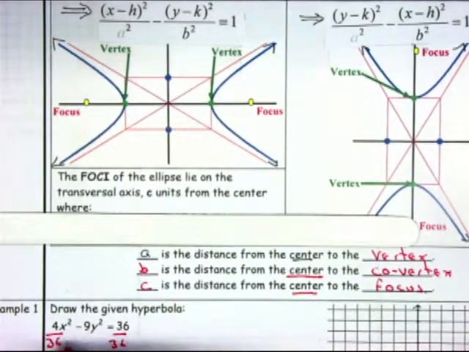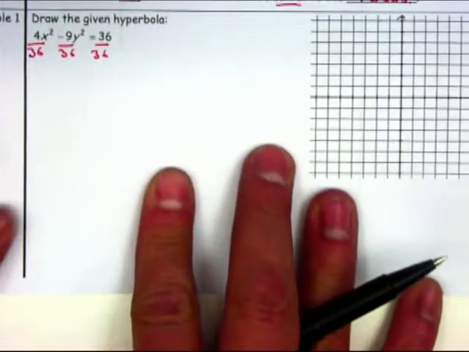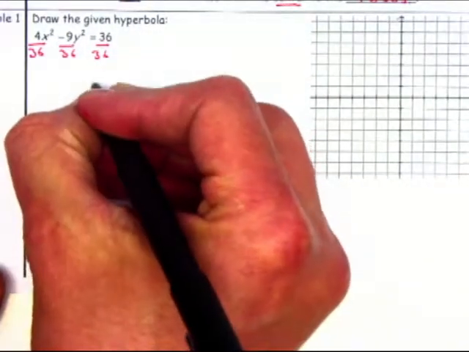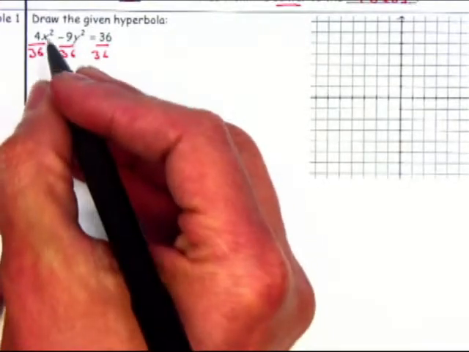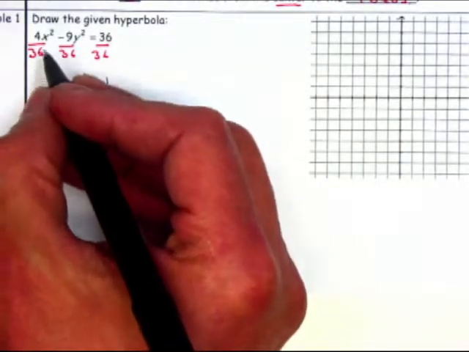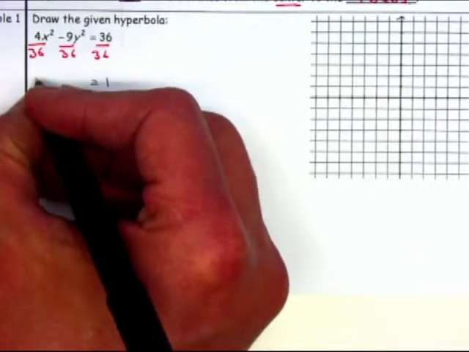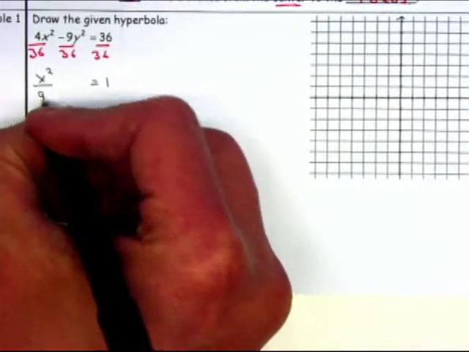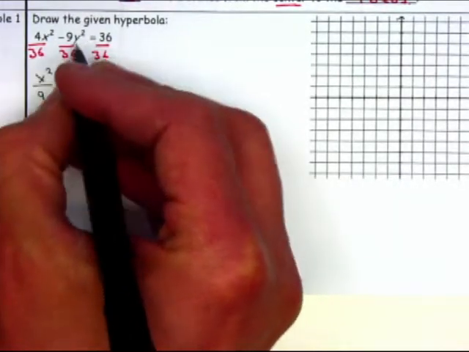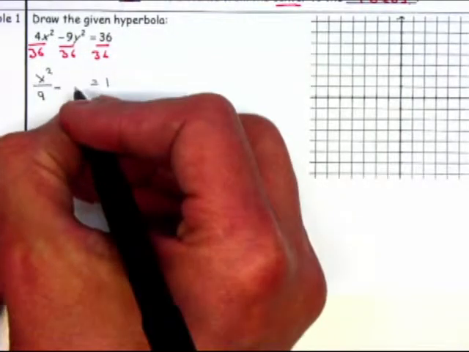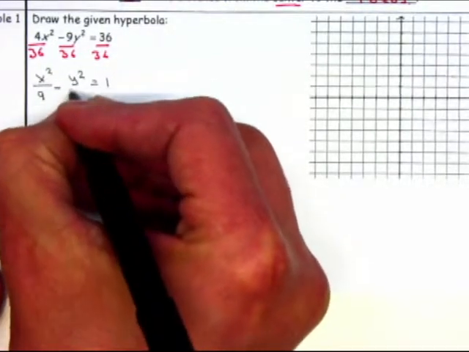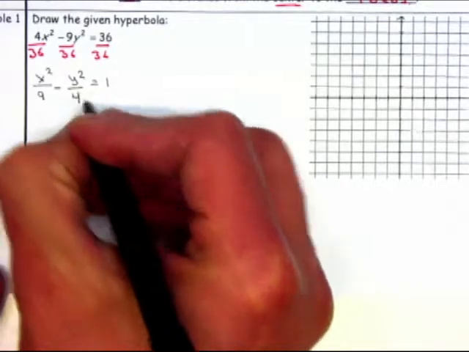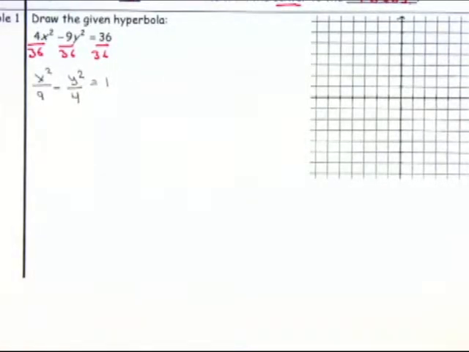Now let's go and look at example number 1. On example number 1, we want to be able to draw the hyperbola. Now notice that on the previous formulas, we want to be able to make it equal to 1. So same thing that we did with the ellipse. In order to make it equal to 1, to have it in standard form, we're going to divide by 36 on both sides, on each of the terms. By dividing by 36, it's going to be equal to 1.